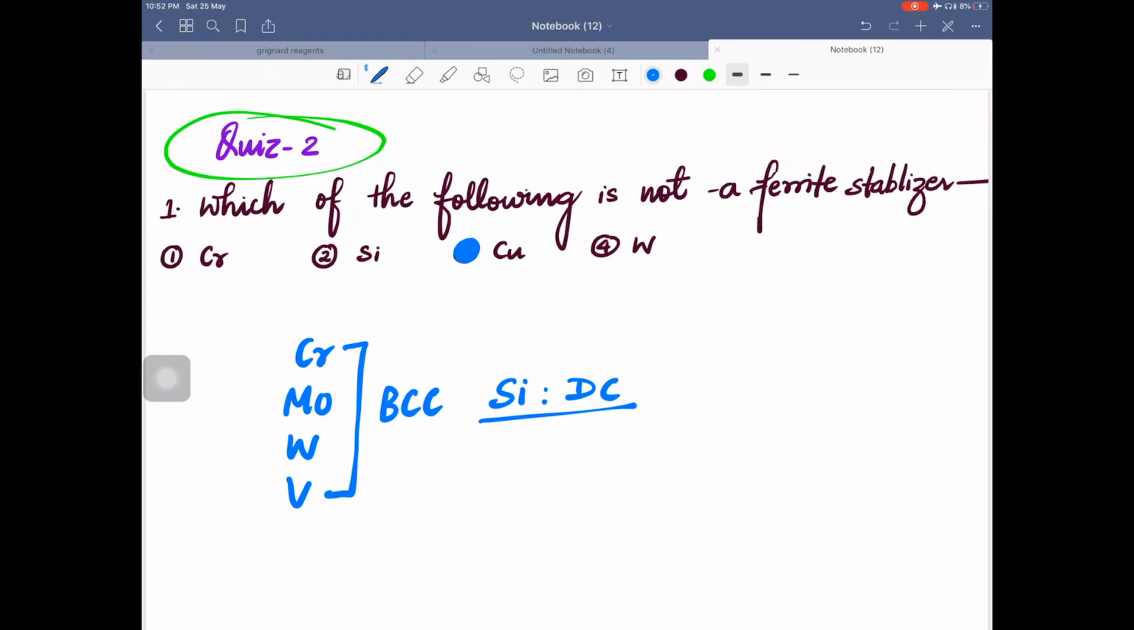Copper is basically an austenite stabilizer because copper has an FCC crystal structure, and that stabilizes the FCC phase of austenite.